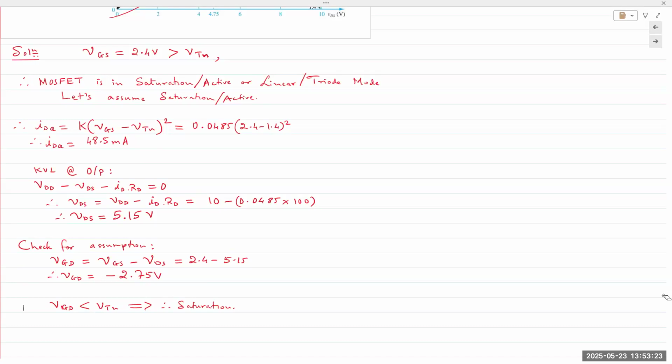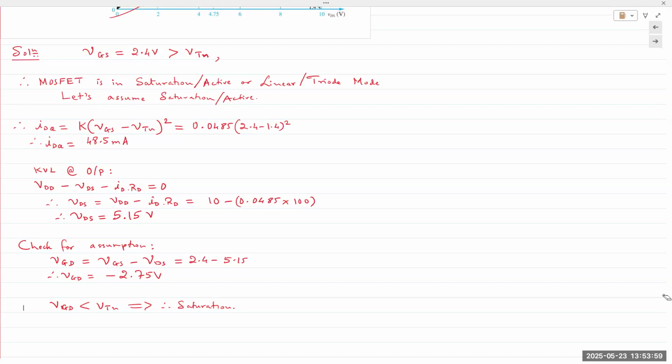Now it must be larger than threshold. So if it's greater than threshold, channel is formed, it's operating. But now we have two options. Once the device is on, it could be in the linear region, which is to the left side of the curve, where the current and voltage have a linear relationship, or it could saturate and become a flat line. If it's in the linear region, VGD would also be greater than the threshold voltage. Because the channel is now larger, there is more space for the electrons to flow through. Okay, so VGD must be greater than the threshold voltage.